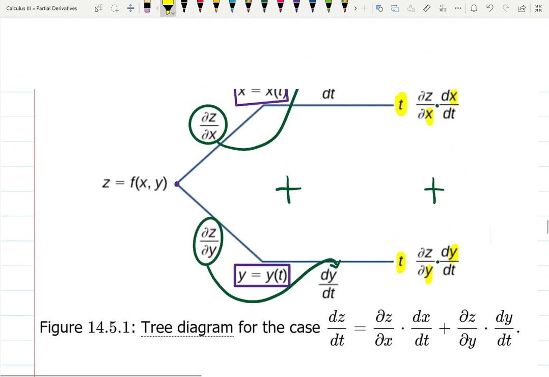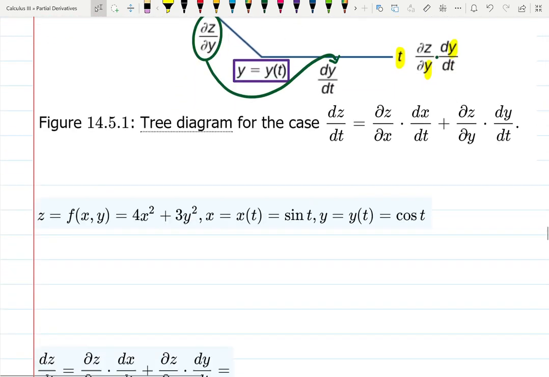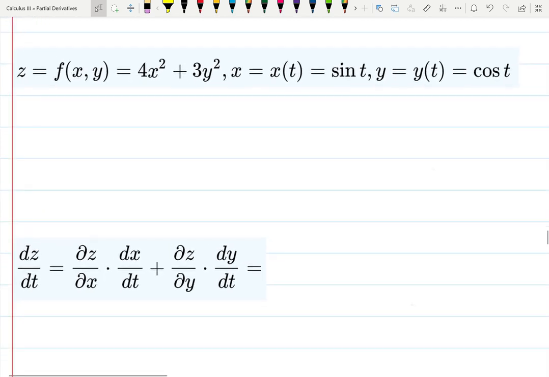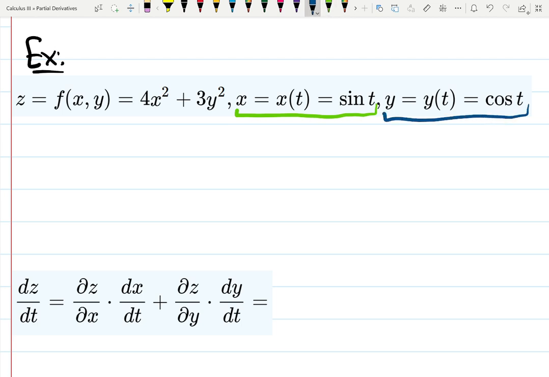Let's do the example. You can check this website I just opened. So here's the example. Let's do it. The function z is a function f of x and y, and it's given as 4x squared plus 3y squared. Looks very simple. What's the problem here? However, x is x of t, and it's defined as the sine function. I will put it in green. And then y is a cosine function of t.